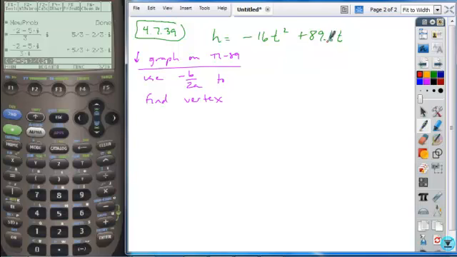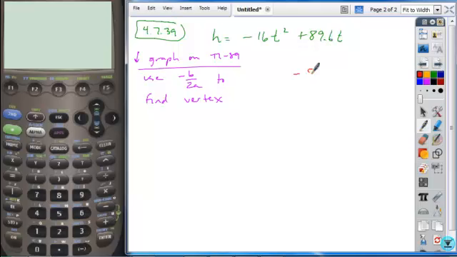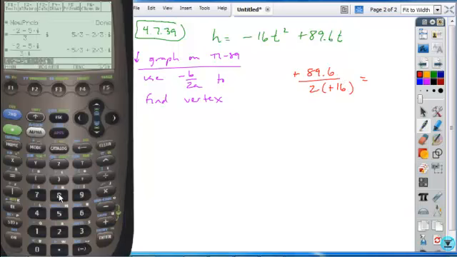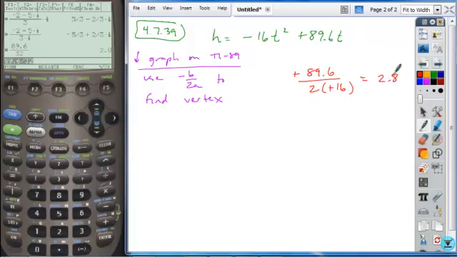All right, so if you want to find the vertex here, what you can do is you take negative b, so negative 89.6 over 2 times the a, which is negative 16. The negatives cancel, and so I can calculate this through 89.6 divided by 32. So that's going to give me 2.8. Okay, so that is the x-coordinate of my vertex.